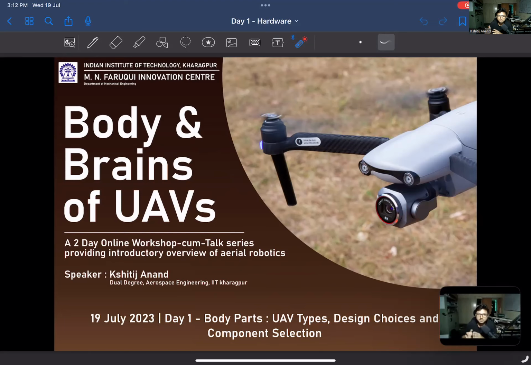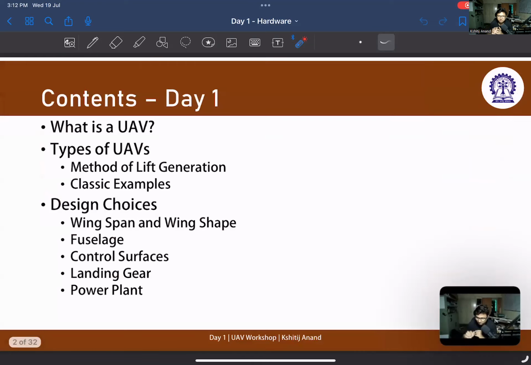So there will be a few sections. We'll be talking about what is a UAV. There will be different types of UAVs. What are the three primary methods of lift generation? Then we are going to look at some classic examples and compare how two different products in the same UAV line have different demands and different requirements. How do we look at UAVs not just from a research perspective, but also from a market product perspective? And then we look at the design choices.